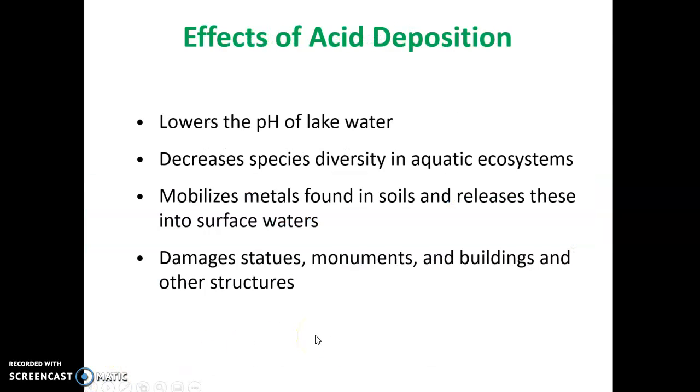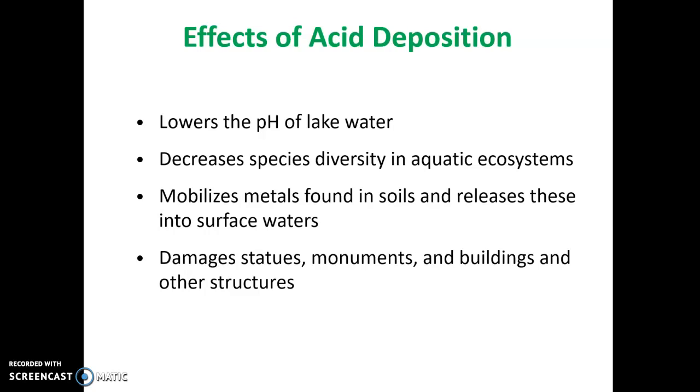So here again are the more important aspects for you to learn, and that is the effect of acid deposition. First, it lowers the pH of water bodies, and this is very problematic to many species, but in particular to fish. Fish prefer a very narrow range of pH. So if the pH is lowered as a result of adding acid, then these fish may not survive.